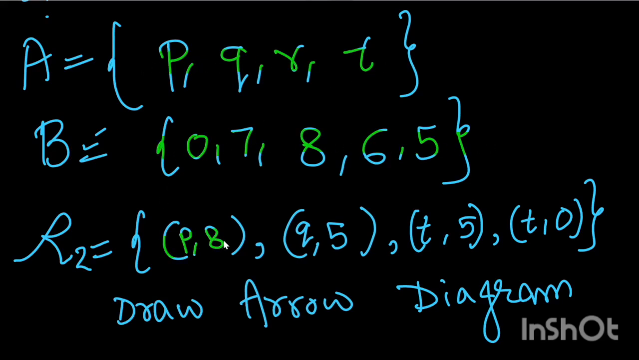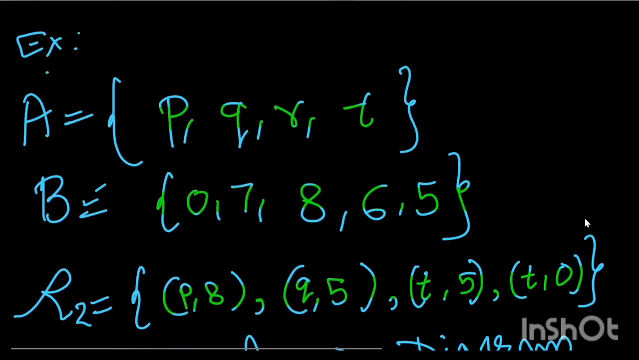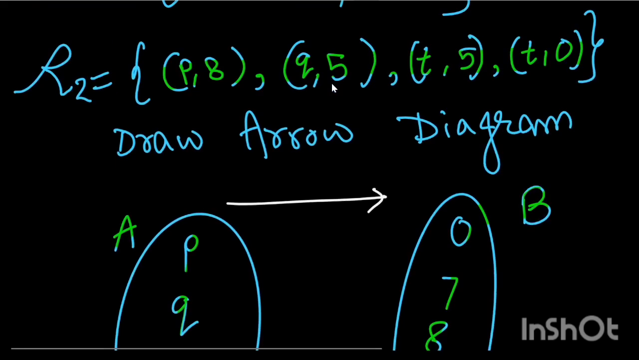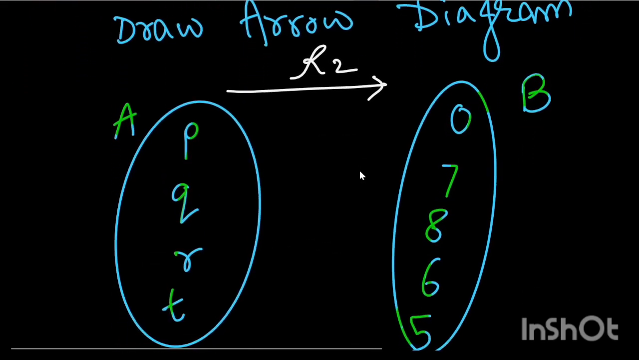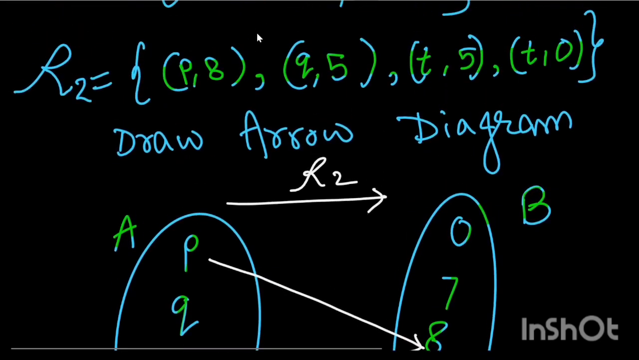So if R2 is P8, Q5, T5, T0, draw the arrow diagram, guys. As usual, A and B we will write as P, Q, R, T and 0, 7, 8, 6, 5. Now from A to B, we will define what is given to be R2. P is connected by 8, so I will connect P with an arrow. This is first. Now this is done.